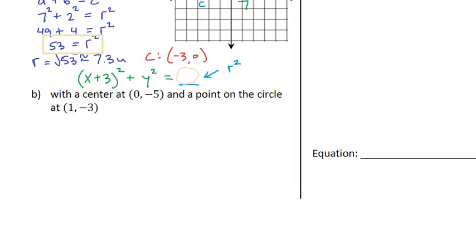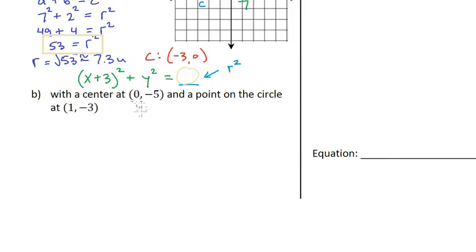Let's learn from that mistake on this one. Let's see if we end up with r squared. If we do, we don't have to worry about square rooting it again. Okay, so letter B, here's our issue: it doesn't give us a graph. That means we're going to have to use the distance formula.